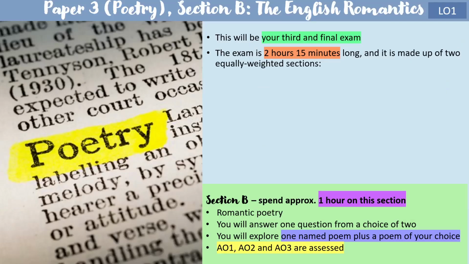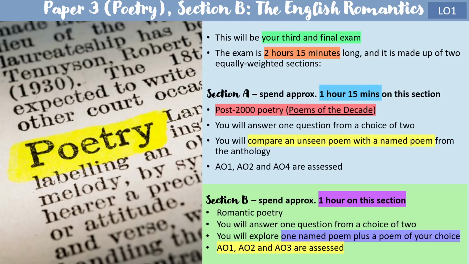So paper 3 has 2 sections in it. It's your third and final exam, and the exam length is 2 hours and 15 minutes. Both sections, section A and section B, are equally weighted, but you spend just 1 hour on section B and 1 hour and 15 on section A, and that's because the section A side of the paper is comparing a poem of the decade to an unseen poem, and because you have that unseen element, that's why we encourage you to spend that additional 15 minutes.